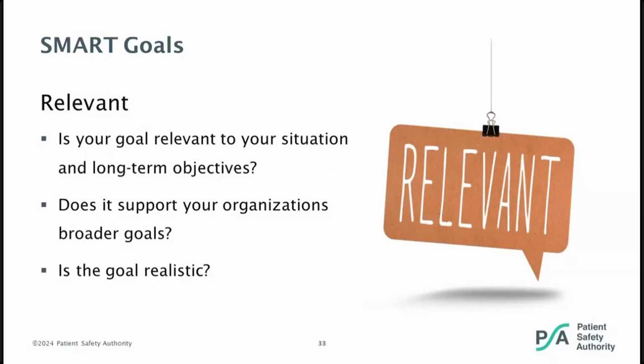Next would be relevant. Is your goal relevant to the situation? If your goal is based on someone else's wishes or desires, then it's not going to be the one that's going to benefit you realistically in the present. Make sure that your goal is realistic.